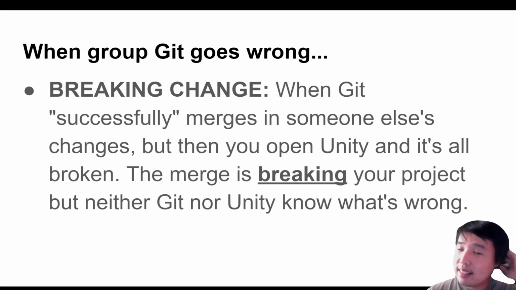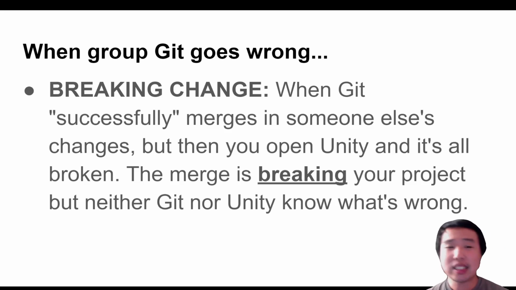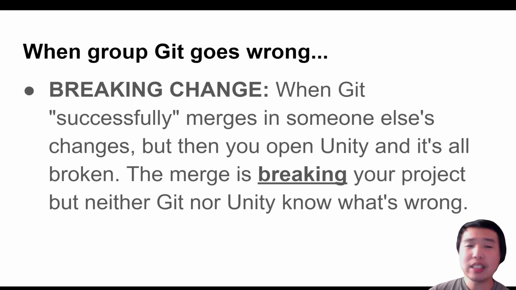When Git suggests that there's been a successful merge, but really you open it up and everything's actually broken, because the computer itself can't detect that things are broken by itself. So these are breaking changes that are breaking it, but it wasn't detected. And these kinds of broken things are much worse than merge conflicts because now you don't even know what broke or why or where.